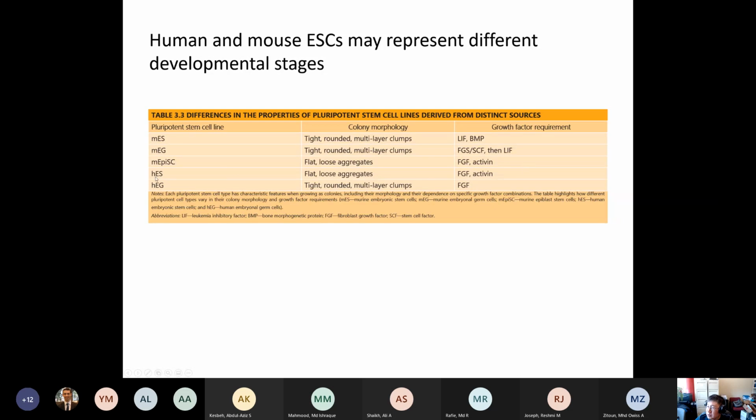Now pay attention to the next one. The next is human embryonic stem cell. They also show a flat, loose aggregate morphology. You also need to supplement FGF and activin. So here you can tell maybe the human embryonic stem cell is somewhat similar to the mouse epiblast stem cell. So that means the human embryonic stem cell somehow ended up at a later developmental stage.